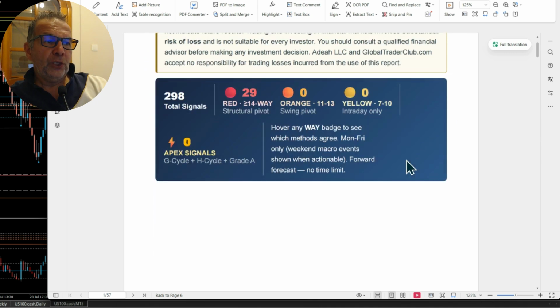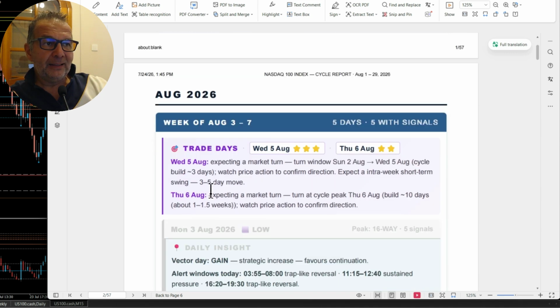What's new? When you come down, you immediately see the trade days for this week. So week of August 3 to 7, and this is what you have. It says 5 days, 5 with signals, but these are your trading days. This is your focus moment. Your technical analysis, your trade setups with the days and the hours go hand in hand. Now Wednesday's got 3 stars, as you can see. Thursday has 2 stars, but they're both valid because they're up there. So both of them you can check out.